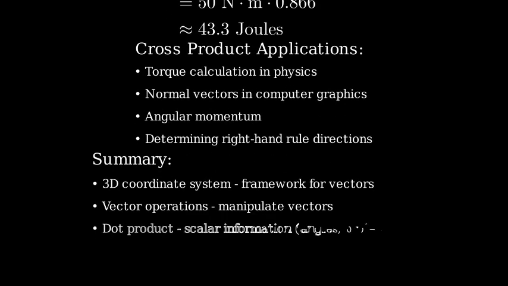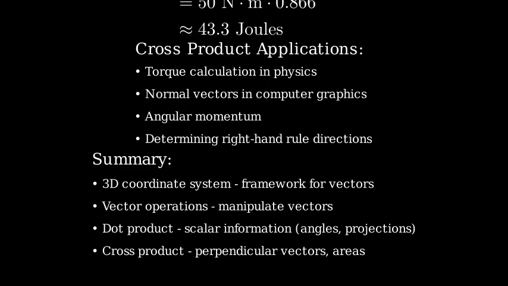To summarize what we've learned, the 3D coordinate system gives us a framework to represent points and vectors in space. Vector operations like addition and scalar multiplication help us manipulate these vectors. The dot product gives us scalar information about vectors, like the angle between them, and the cross product produces a perpendicular vector and is crucial for many physics and engineering applications. I hope this comprehensive overview helps you understand these fundamental concepts in vector mathematics.